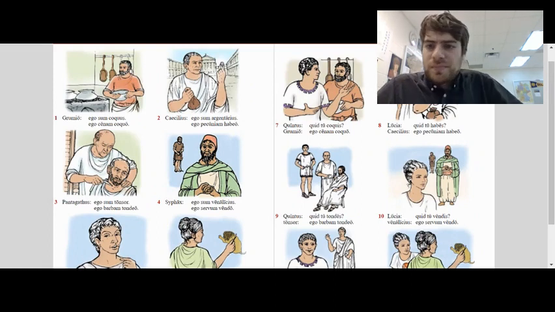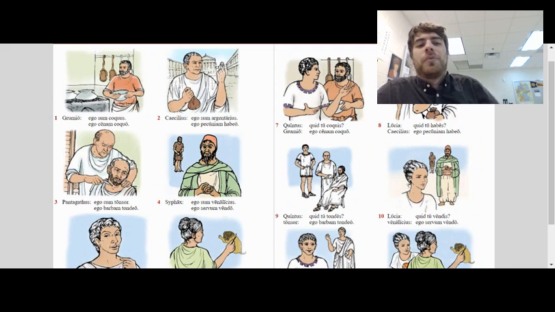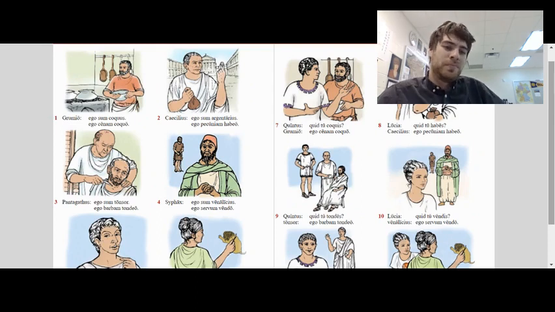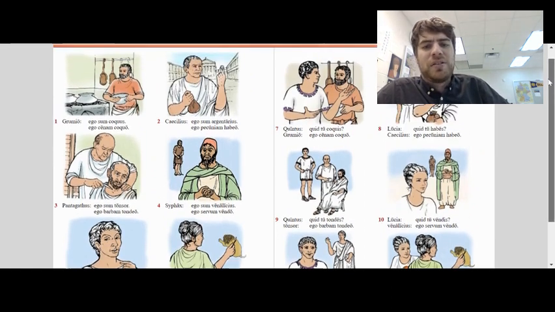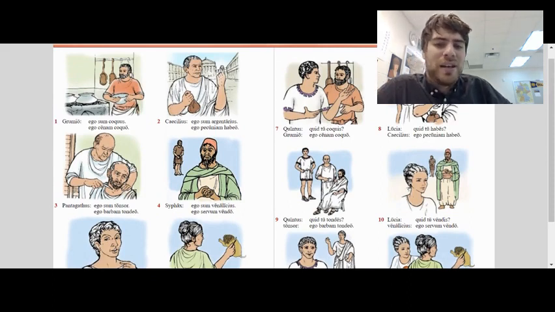Now, here's what I notice in these Stage 4 model sentences. If I start reading, I see, ego sum coquus, ego canem coquo, ego sum tonsor, ego barbam tondeo. Okay. I see sentence 7, quid tu coquis? Ego canem coquo. All right, Lucia asks in sentence 8, quid tu habes? Caeculius replies, ego pecuniam habeo.